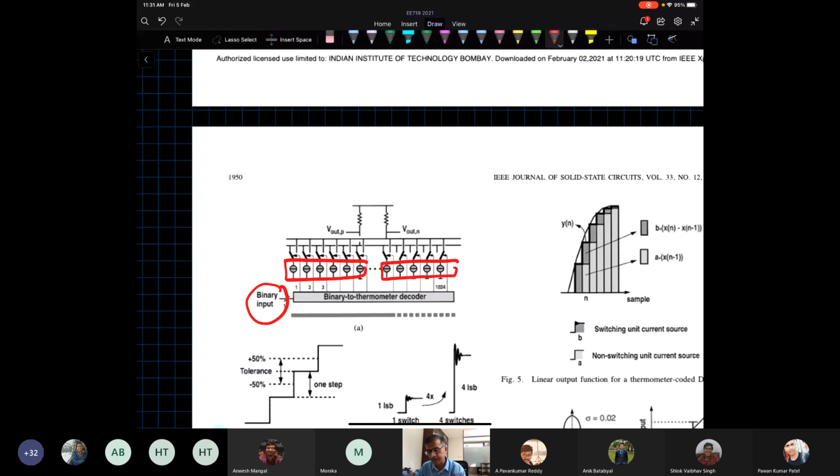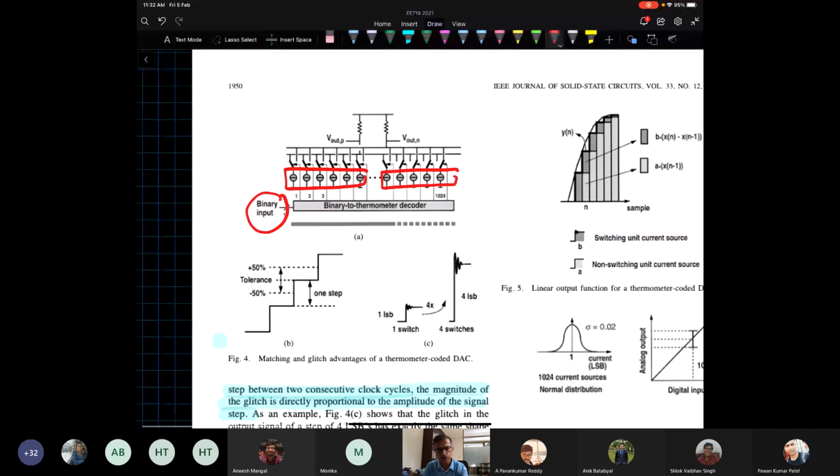So you take a binary input, and all these current sources are exactly the same value, the unit cell value, and then you have this binary to thermometer code, and this will decide which unit needs to be turned on and off. That's what it will do. In the case of a thermometer DAC, at a time you're only switching one particular branch, one unit, and as a result the matching requirement is greatly reduced, because now one LSB needs to match up to half LSB. So you only need matching of 50%.